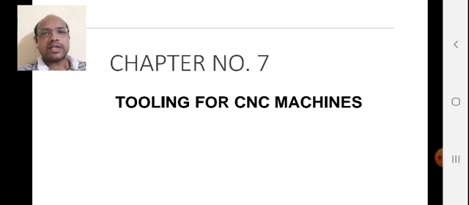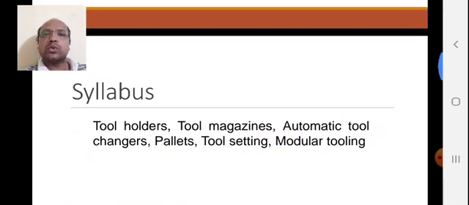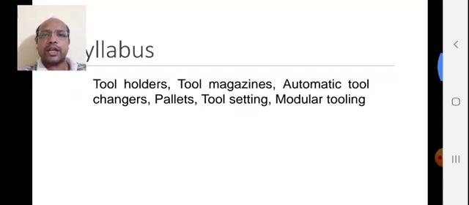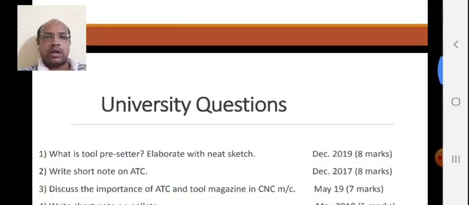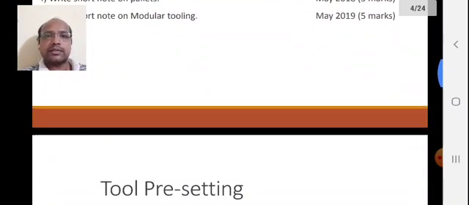Today we are going to start chapter number 7 from the syllabus. Title of the chapter is Tooling for CNC Machines. Syllabus: tool holders, tool magazines, automatic tool changers, pallets, tool setting and modular tooling. These are some questions which are asked in previous university examinations. Maximum weightage of the chapter is 8 marks.